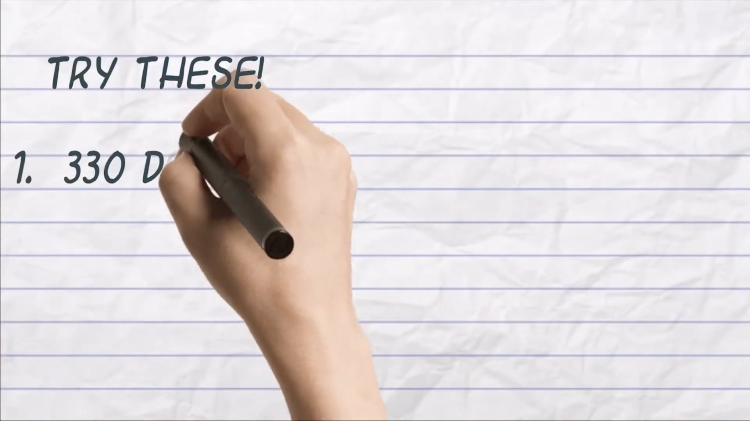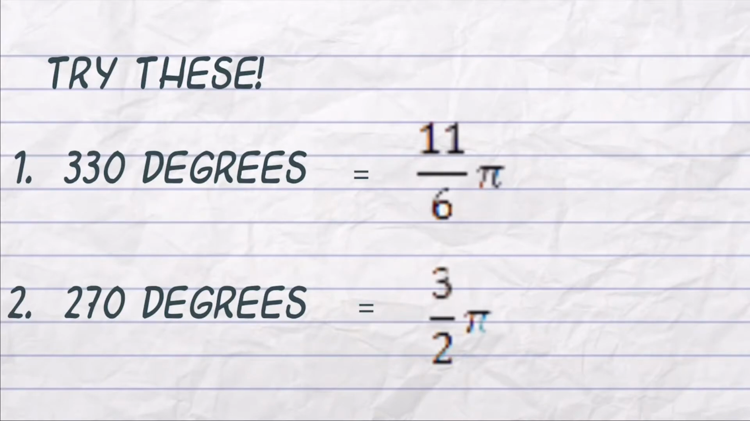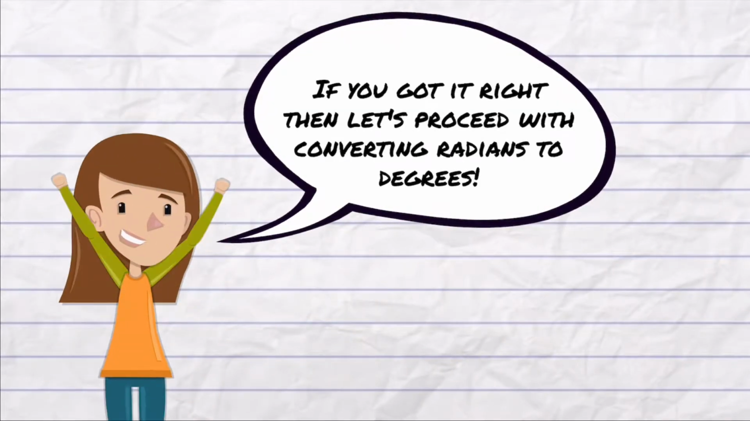How about you try converting these degrees to their corresponding radians? 330 degrees would be 11 pi over 6, and 270 degrees would be 3 pi over 2. If you got it right, then let's proceed with converting radians to degrees.